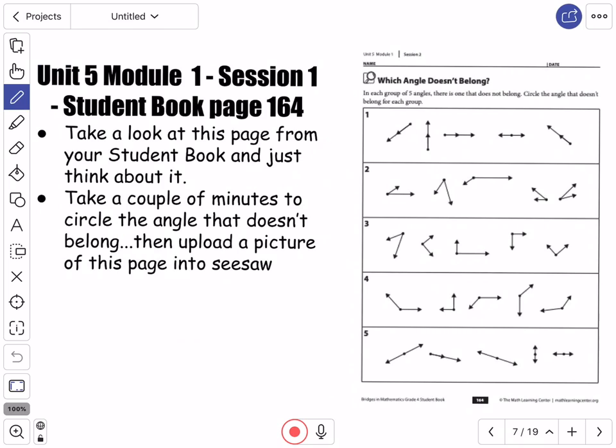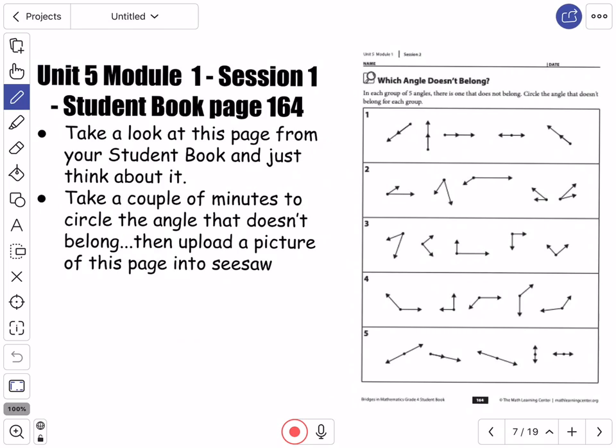All right, so what I want you to do now is open up your student book to page 164, please. Take a look at this page and think about it. Take a couple of minutes to circle the angle that doesn't belong in each of these 5 problems, and you're going to post it in Seesaw.